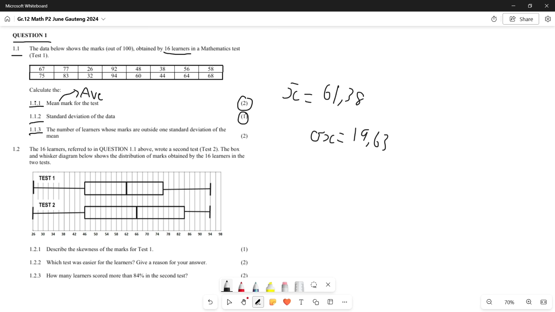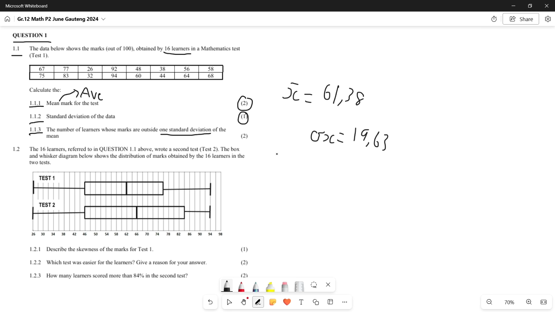The next question requires that we use both answers from 1.1.1 and 1.1.2 to calculate this, because it says the number of learners whose marks are outside one standard deviation of the mean. So we're going to set this up. We're going to subtract this value from the mean for one standard deviation lower than the mean, and then we're going to add this value to our mean so that we have one standard deviation above the mean. Let me just set that up and then we can explain that further.